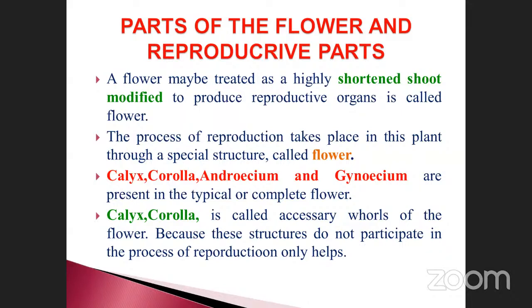Calyx and corolla. The calyx is green in color because it also carries out photosynthesis during the bud condition. Corolla is the colored one, with numerous colors: red, pink, orange, violet, and many more. What is the main reason for the colors? They attract insects for the pollination process. That's why the colors differ in this manner.